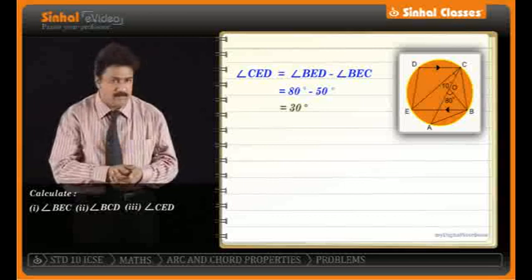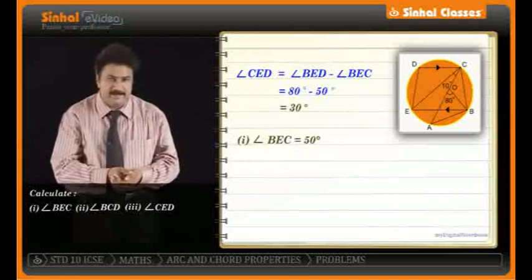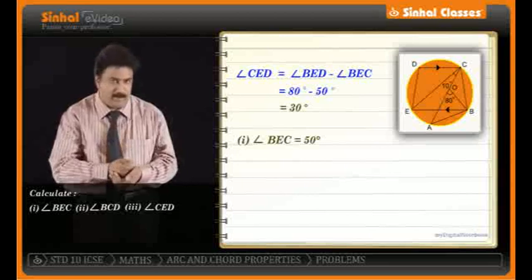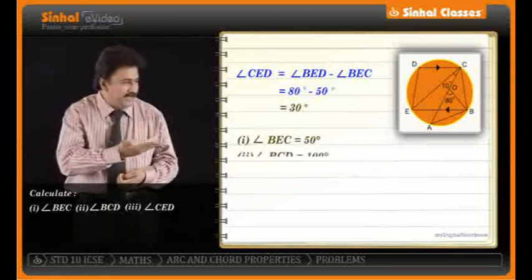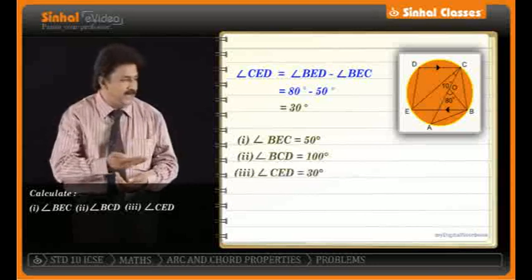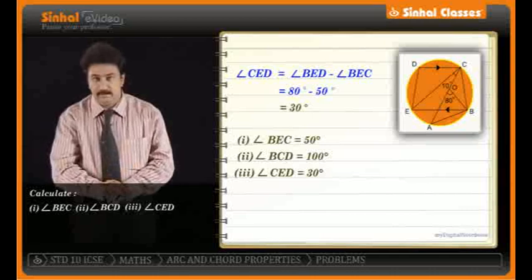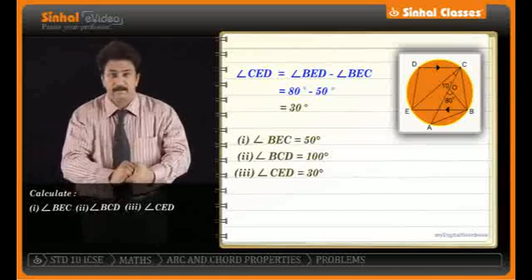So what are the answers you got? Let's take a recap once again. We got angle BEC 50 degrees. I hope you got it. Very good. We got angle BCD 100 degrees. And finally, we got angle CED. That is nothing but 30 degrees, and the sum gets over. Good sum. Very, very good sum.